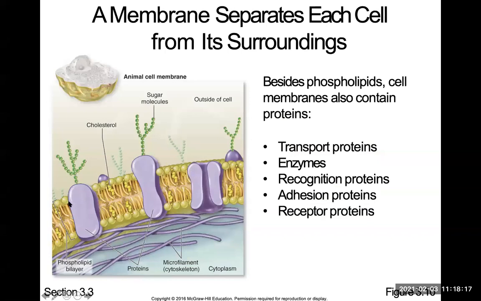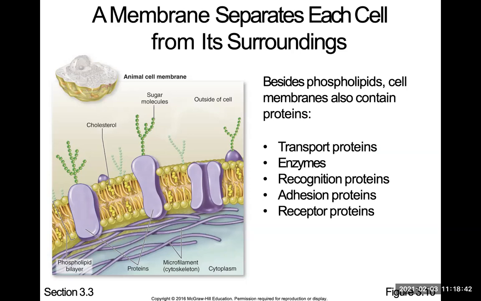So here you see the heads, phospholipid heads, and then you see the tails here. So they're making the phospholipid bilayer. And then what you can see on this, so that's the phospholipid bilayer, you can see some proteins. So you can have transport proteins. The job of transport proteins is to take things from outside and throw them inside.